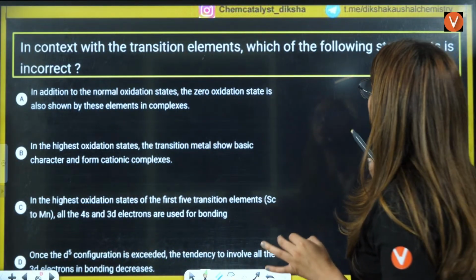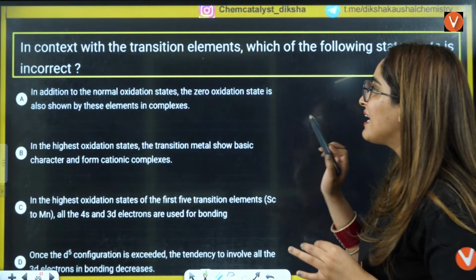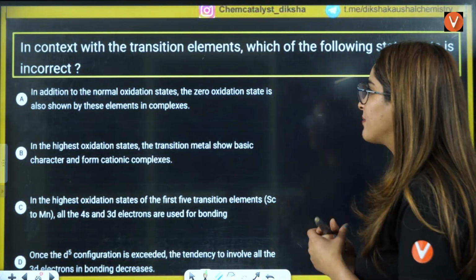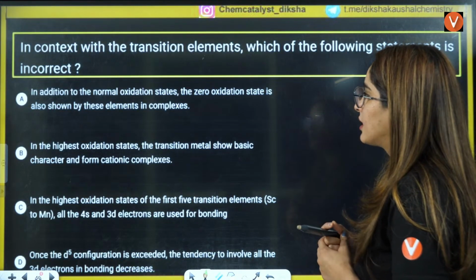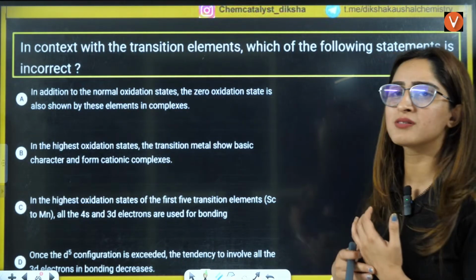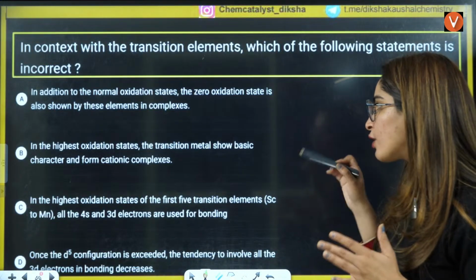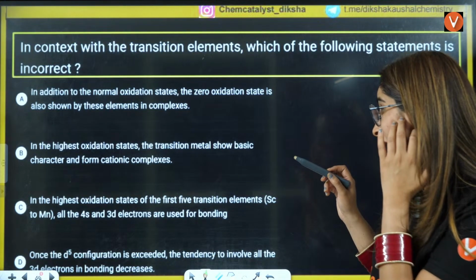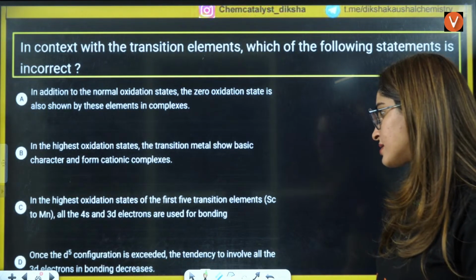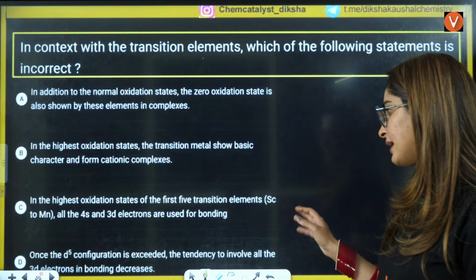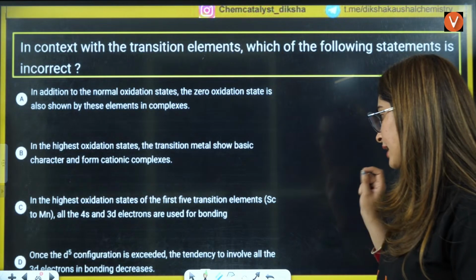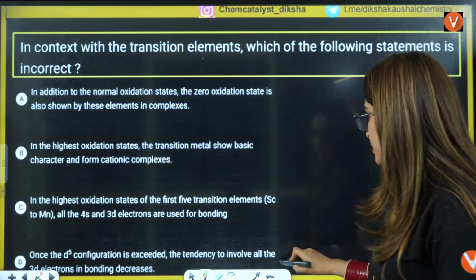In context with transition elements, which of the following statements is incorrect? In addition to normal oxidation states, the zero oxidation state is also shown by these elements in complexes. That is true, because transition elements also show the zero oxidation state sometimes. In higher oxidation states, transition metal atoms show acidic character. In the higher oxidation state, for the first 5 elements, all the 4s and 3d electrons are used for bonding. That is also correct. Once the d5 configuration is exceeded, the tendency to involve all the d electrons in bonding decreases. That is also correct.